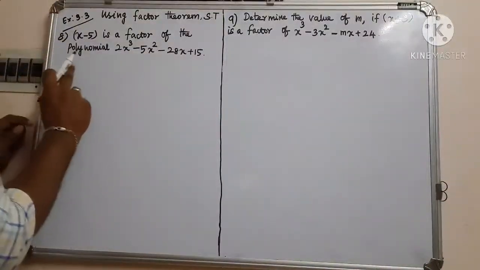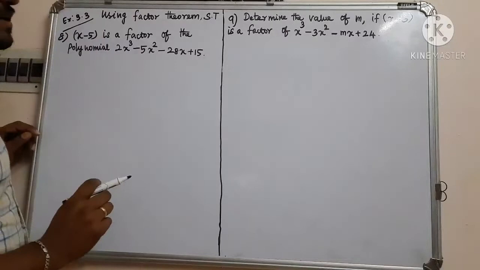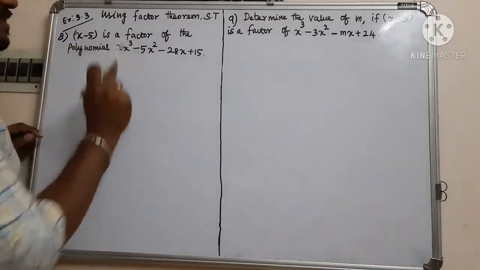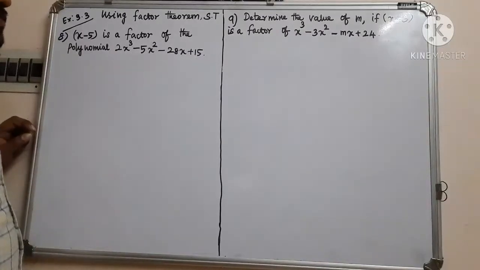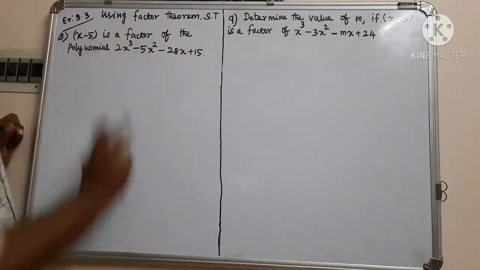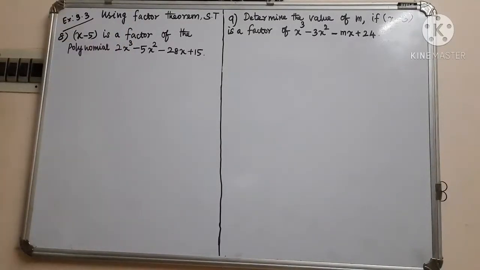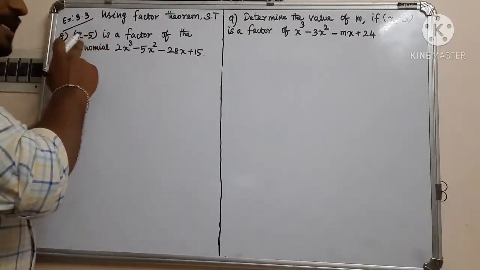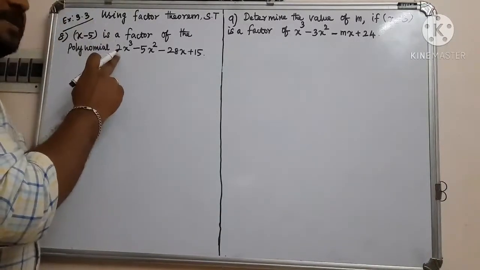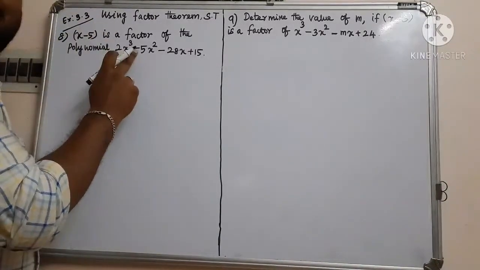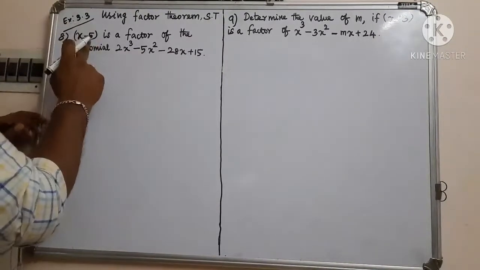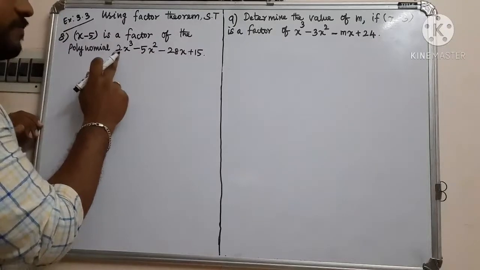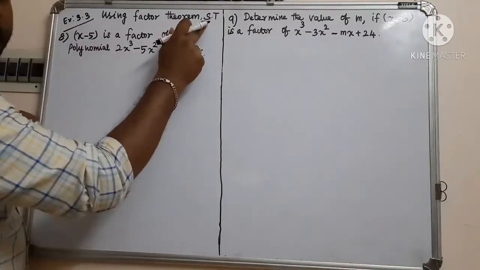So next, 8th question. Using factor theorem, show that x minus 5 is a factor of the polynomial 2x cubed minus 5x square minus 28x plus 15. So you have to use the factor theorem. Factor theorem means that if x minus 5 is a factor of this polynomial, the remainder must be equal to 0. So if x minus 5 is a factor for this given polynomial, this is what we are going to prove.